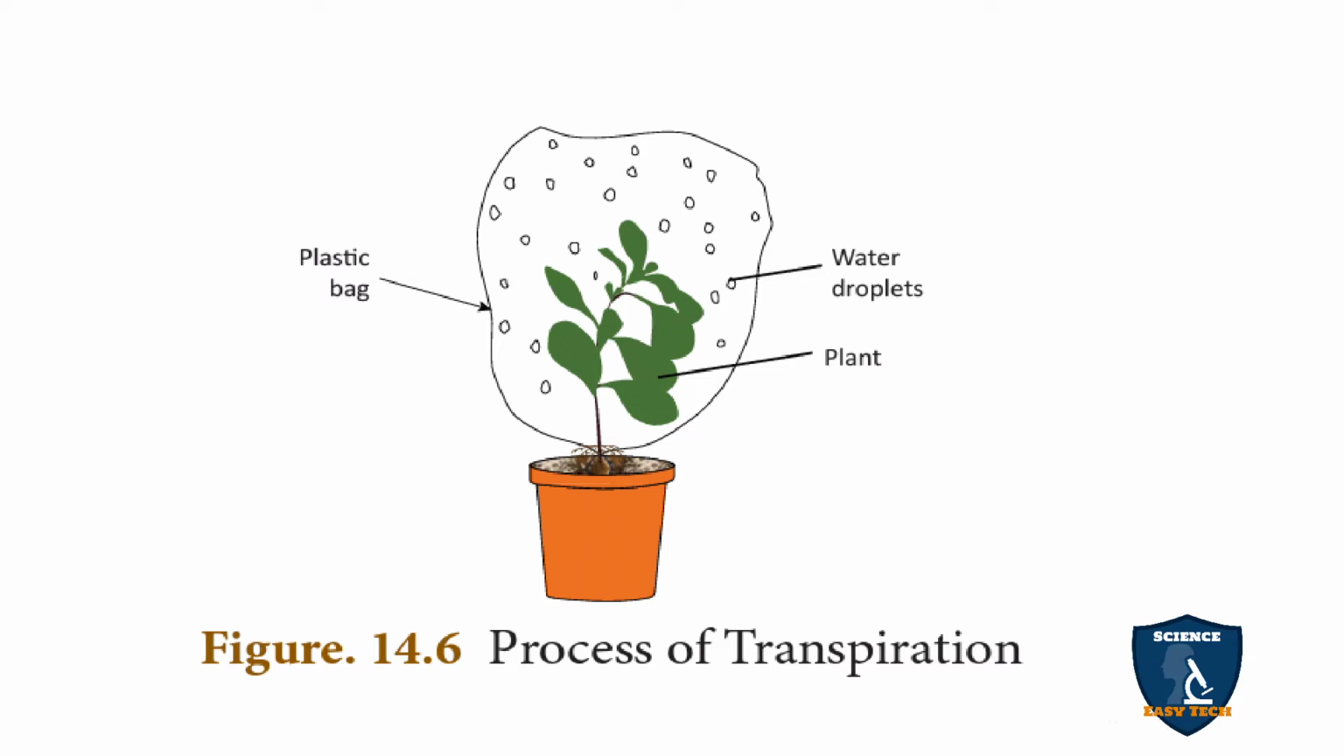You take a potted plant, and the upper part of the leaves is covered by a plastic bag. You are pouring water in the root region. After some time, you can see water droplets in the plastic bag surrounding the aerial parts of the plant. That means the water is evaporating through the leaves. That process is called transpiration.